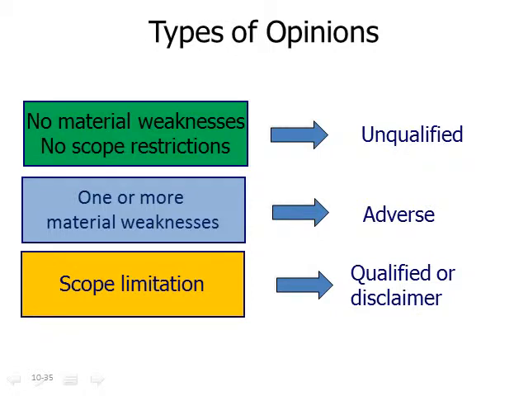And so if we find no material weaknesses, no scope restrictions, we can issue an unqualified report. If we find that there are material weaknesses or significant deficiencies, we have to issue an adverse opinion. Or if we are limited, that is, the client won't allow us access, constituting a scope limitation, then we are required to issue either a qualified opinion identifying this scope limitation or a disclaimer opinion that says we can't issue an opinion on the adequacy of the internal control environment at the company. That is, we can't say it's adequate or inadequate, so we disclaim opinion.